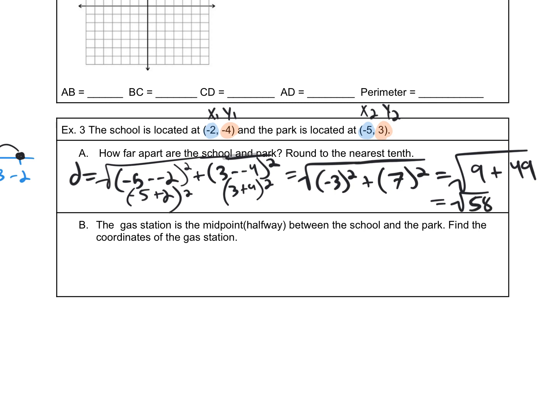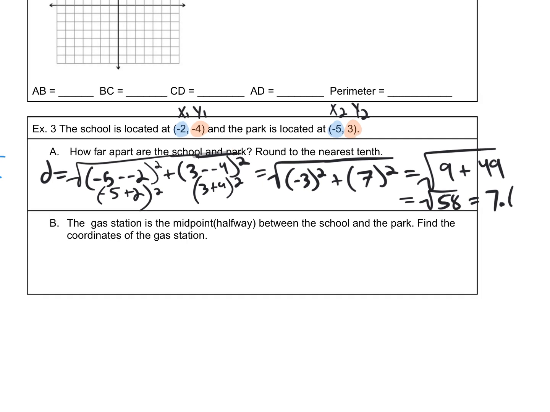Now to take the square root, remember it's just the second key, then the squared button usually on most calculators. So the square root of 58 ends up being a distance of 7.6.